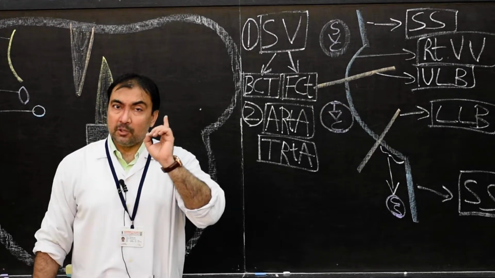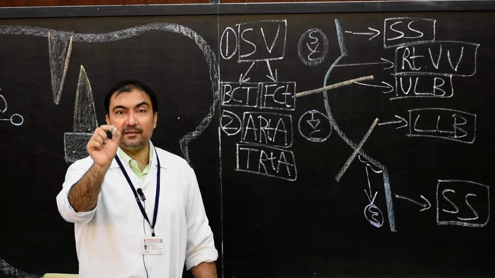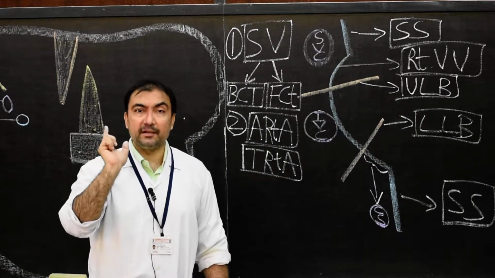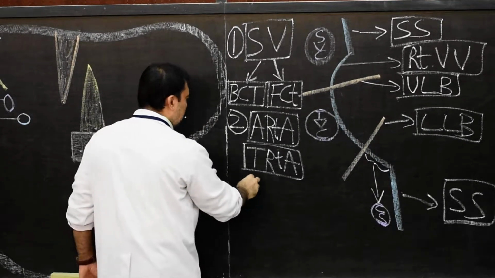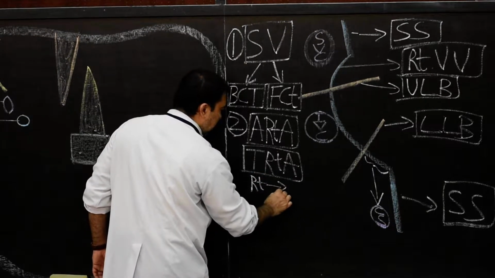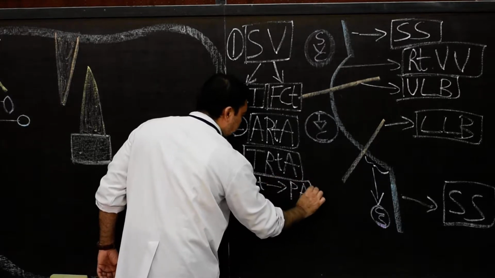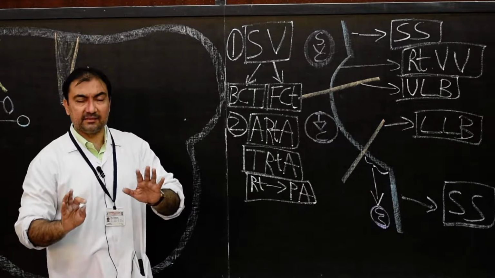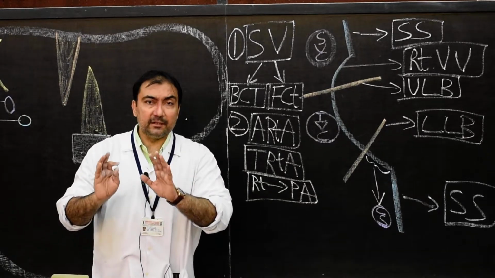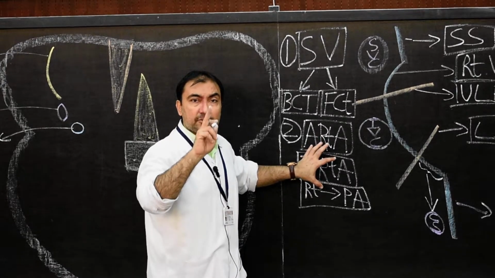will develop from the right half of primitive atrial chamber or primitive atrium. Very simple. It is as simple as it is. From the right half of primitive atrium. And this portion includes the anterior wall as well as the right auricle.